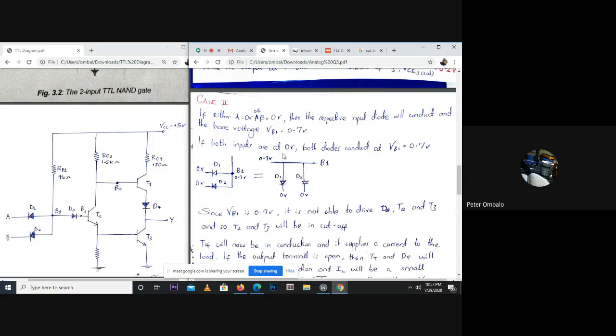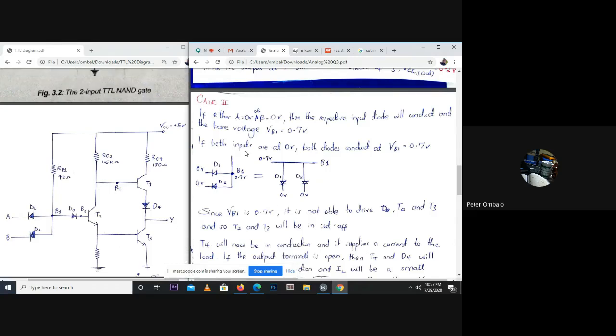And if both inputs are also at 0 volts, both diodes will conduct and VB1 will be 0.7 volts. If both of them are also held at 0, VB1 has to be at 0.7 so that after the drop we get 0 and 0 at A and B. Remember, it's A and B that have been set. It's like A and B are the master. So once A and B are set to 0, or A or B is set to 0, then VB1 has no option than to be at 0.7 volts, so that after the drop we have 0 and 0 here.